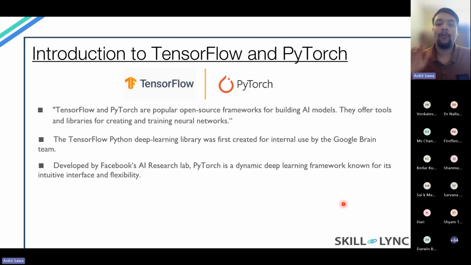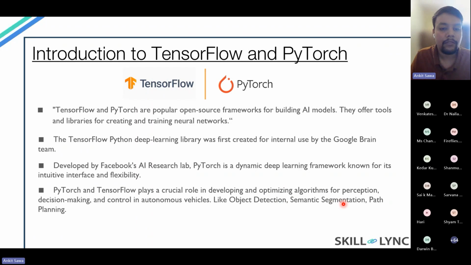TensorFlow was a library first created by Google, and since then it has been open source. Similarly, PyTorch is from Facebook's AI research lab, and it's open source as well. These are two different frameworks out there in the market, popularly used. Both have their advantages and disadvantages, but we are just going to limit our scope to understanding them.